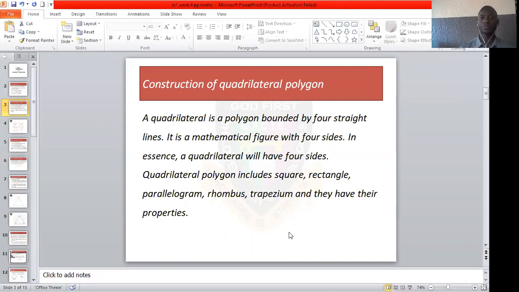The properties of a square are different from those of a rectangle. You all know that in a square, all the sides are equal, and all the angles are 90, 90, 90. The sum of angles in a quadrilateral is 360. We all know that. So in a square, the angles are right angles, while in a rectangle it's different. What about parallelogram, rhombus? They all have their own properties. So in constructing a quadrilateral polygon, it depends on the information given to know the type of quadrilateral polygon you're constructing.